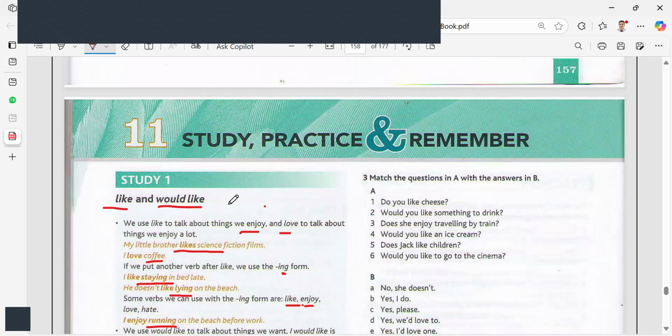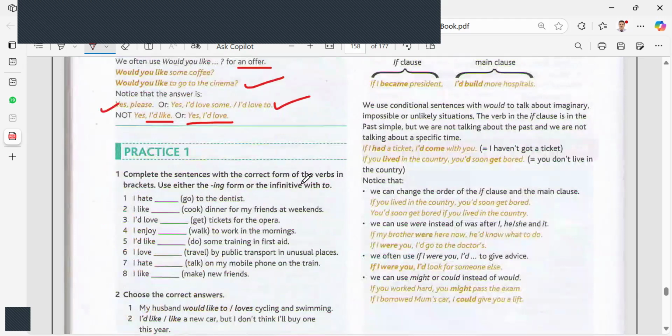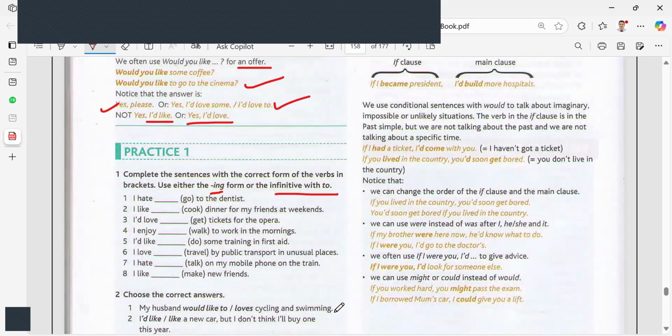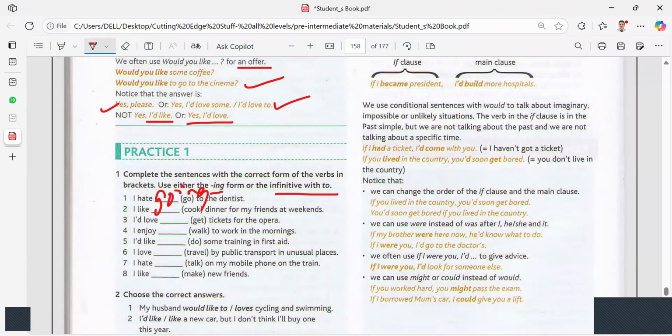Okay, Jude, so far so good? Yes. Can you please complete practice one? Complete the sentences with the correct form of the verbs, using the ing form or the infinitive with to. I hate going to the dentist. Yes, that's right. I hate going. Next. I like cooking dinner for my friends at weekends. I like cooking. Yes.